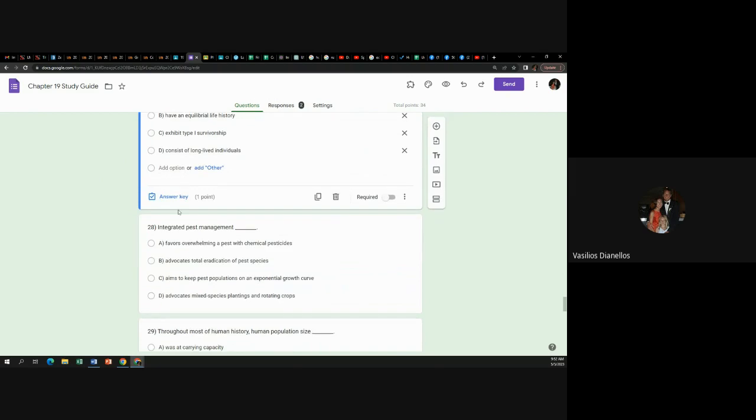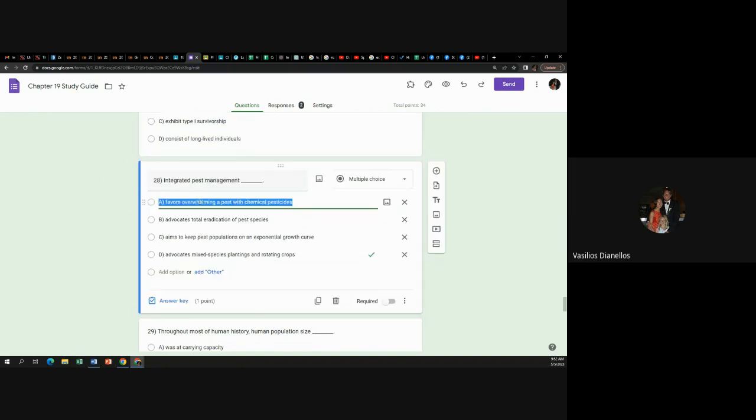All right, 28, integrated pest management. What does it do? Favors overwhelming a pest with chemical pesticides? Incorrect. First of all, it doesn't favor overwhelming at all, because it says "except a small number." And it's not just chemical pesticides. That is part of it, hence the "integrated," right? It's a bunch of stuff.